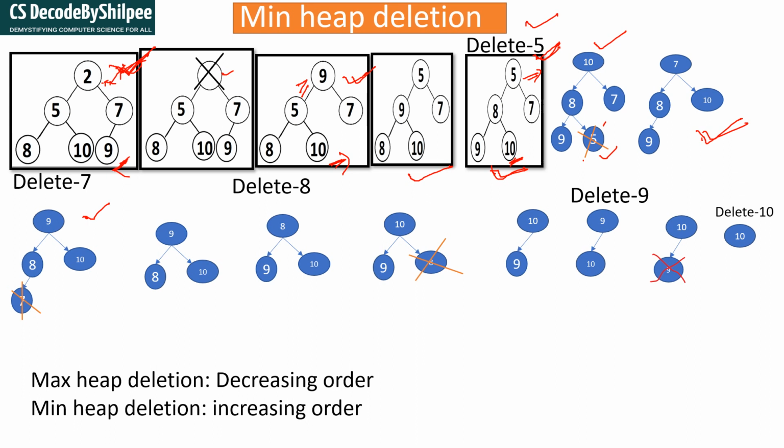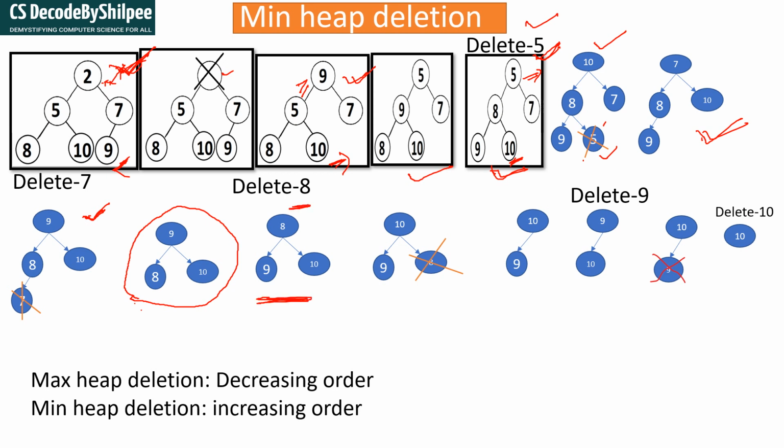Now if I say delete the root here, 7 is in the root, no? Yes, 7 is the root. Then if I say delete the 7, what do you have to do? 7 is replaced with the 9, and then you have to delete the 7, and then perform heapify. After the heapify you will get this tree, and then you perform heapify again. Final tree you will get this one.